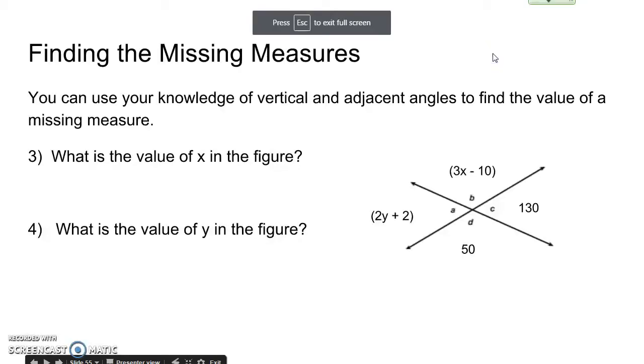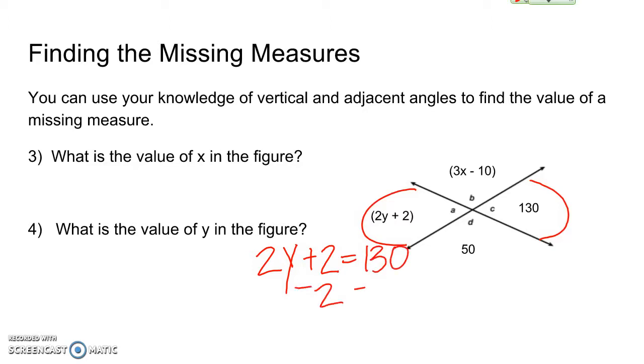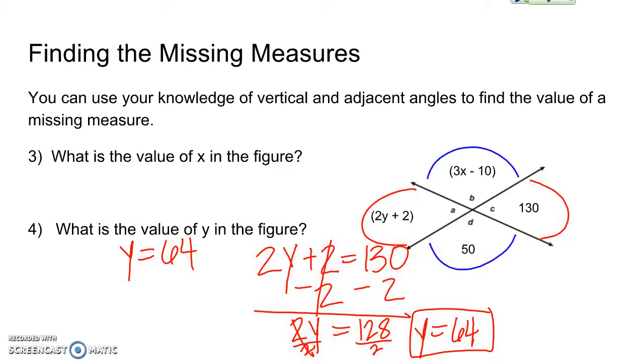So back to this. I see that angle A and angle C are vertical angles, and I know that vertical angles are congruent. So I can set up the equation 2y plus 2 equals 130. And then I can solve that for y. Subtract 2 on both sides. Bring down 2y. 128. And then we divide by 2. And that would give me 64.